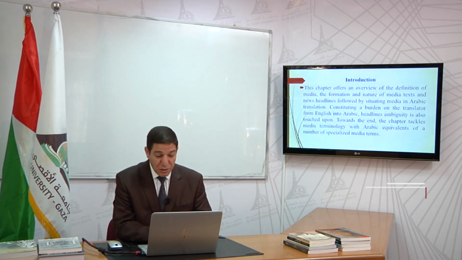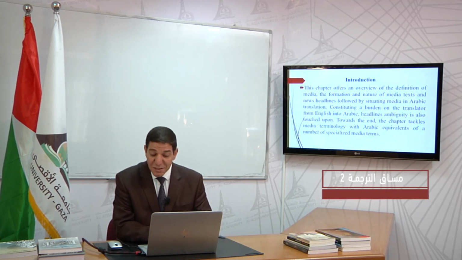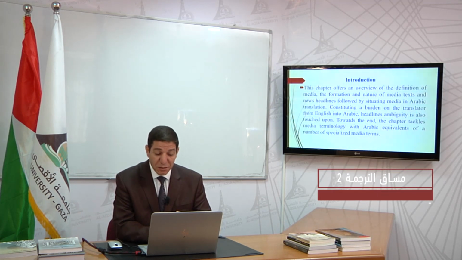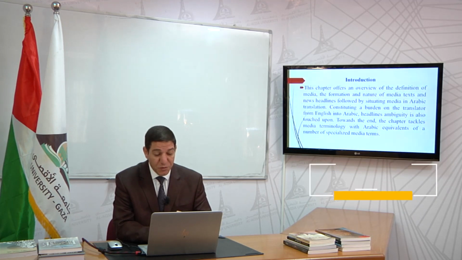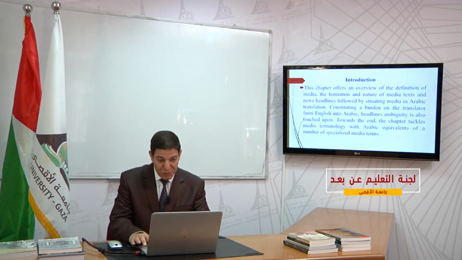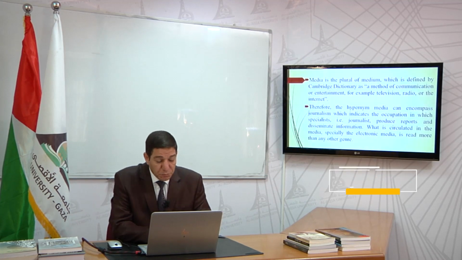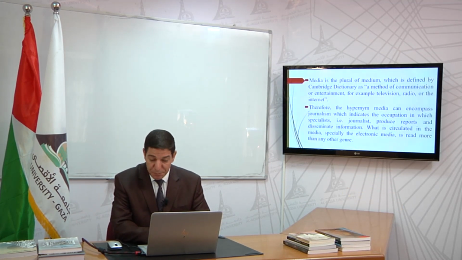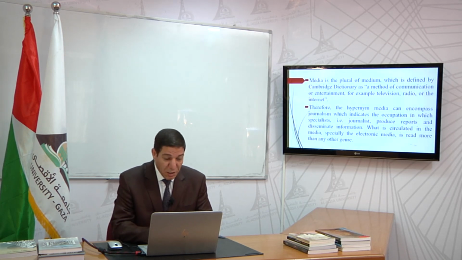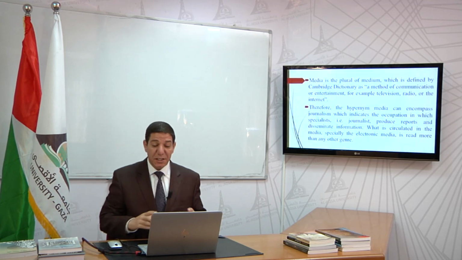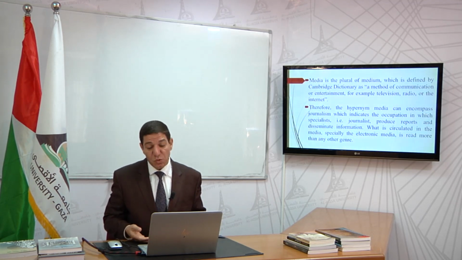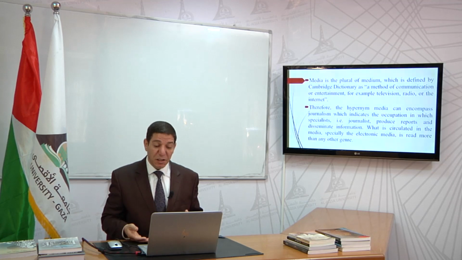Constituting a burden on the translator from English into Arabic, headline ambiguity is also touched upon. Towards the end, the chapter tackles media terminology with Arabic equivalents of a number of specialized media terms. Media is the plural of medium. Medium, وسيلة, is defined by Cambridge Dictionary as a method of communication or entertainment, for example, television, radio, or the internet. Therefore, the hypernym media can encompass journalism, which indicates the occupation in which specialists, i.e.